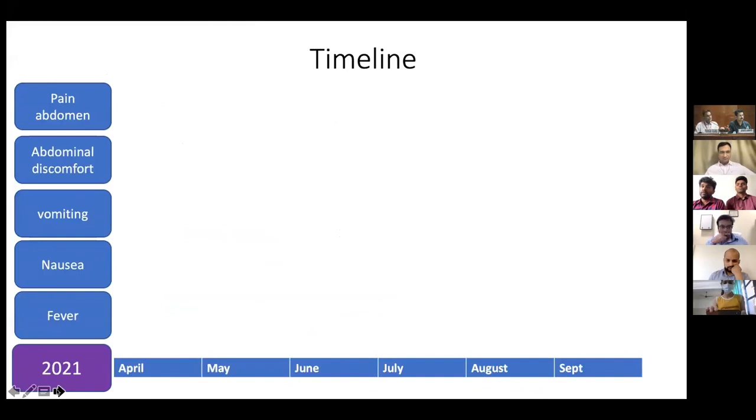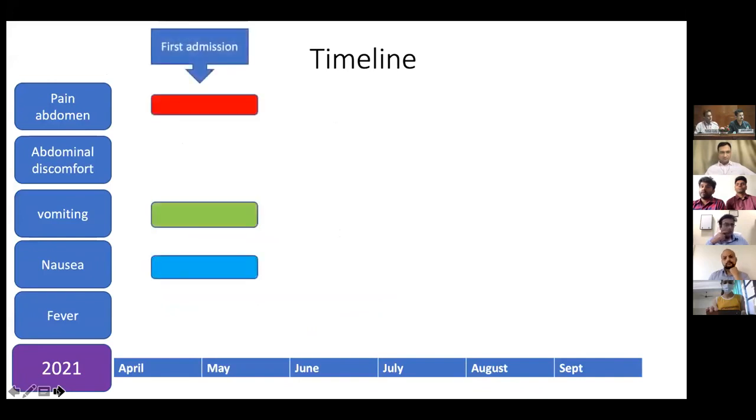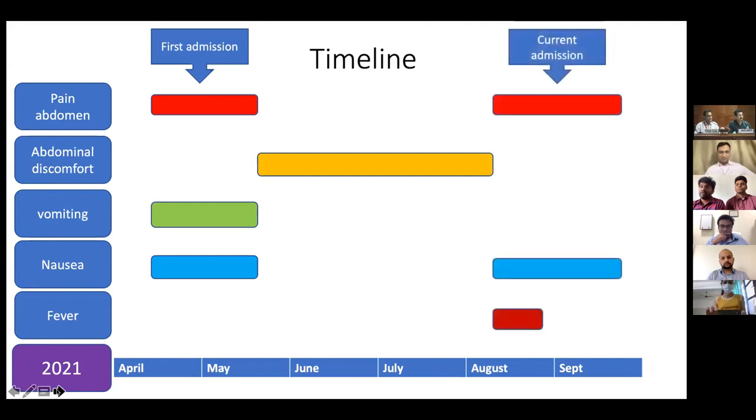This is a brief summary of the timeline. During the first admission, that is in the month of April, the patient had pain abdomen, vomiting, nausea, for which he required ICU admission, following which he was discharged. He had minimal symptoms in the form of abdominal discomfort 2 to 3 times per week, and was told to have small pancreatic collection 1 month after the initial admission. And the current admission is in the month of August, where he had pain abdomen, nausea. On top of that, he also had fever.